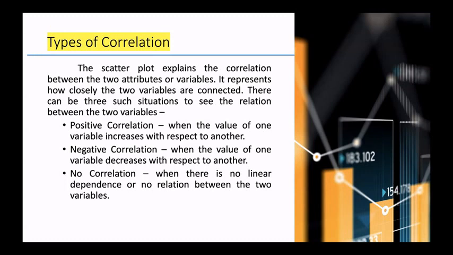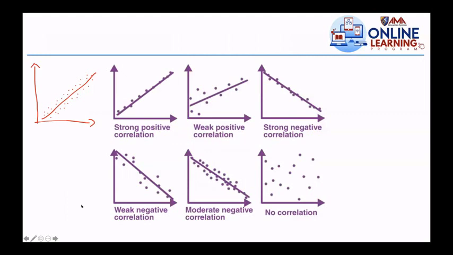So here we can talk of X and Y also. But again, in correlation, we don't mind which one is dependent or independent. Now, negative correlation, when the value of one variable decreases with respect to another. Now, no correlation when there is no linear dependence or no correlation between the two variables. Scatter plot is a graph, like this.